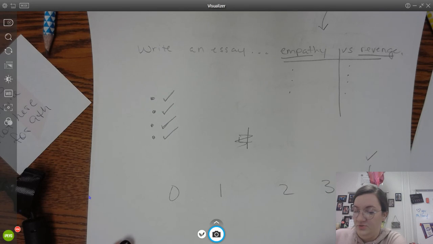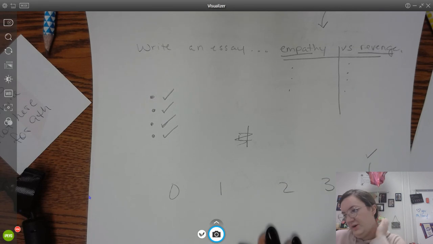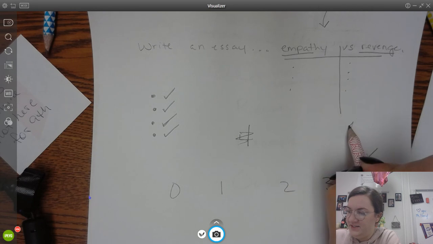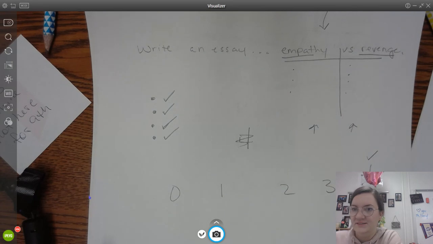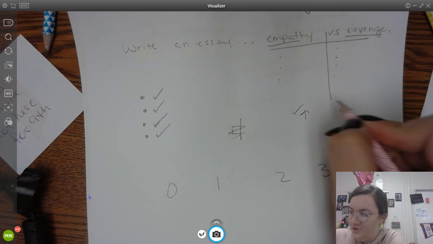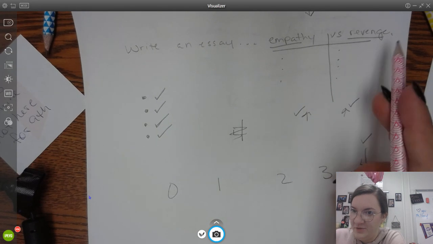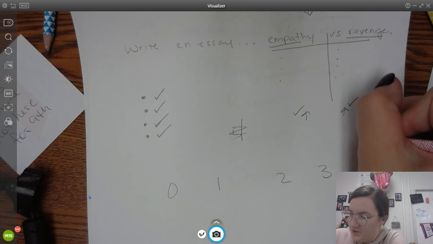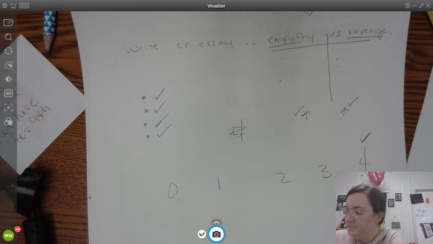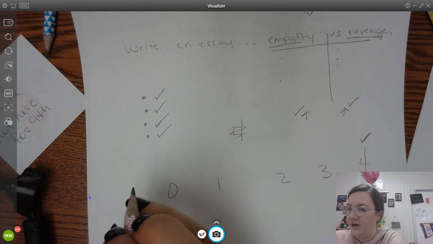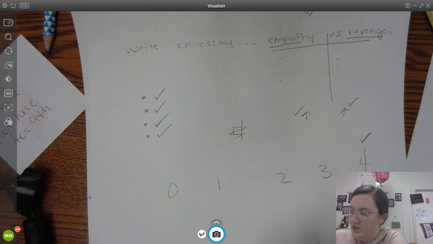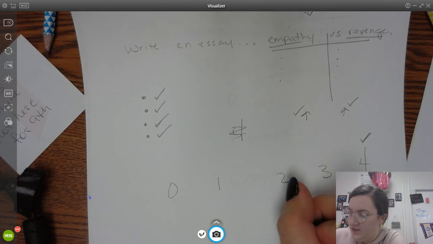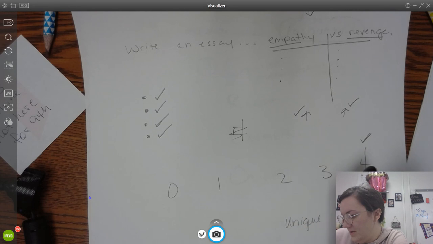One way that you can do that is to write about the hardest side of the essay, right? Empathy is easier to write about, but if you can write a really persuasive argument for revenge, then it's a unique perspective and you might be able to get a four. But you don't have to write on the hard side to do that. Another thing that you could do is just use a really unique example.